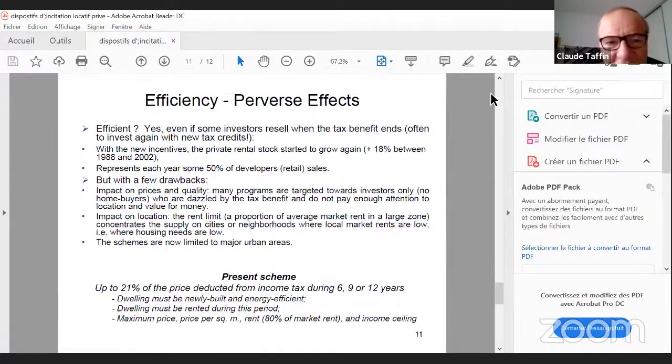And also a perfect effect about the location, because the rate limit, of course, is not set by district. It's made by large zones, so the developers find the right zone to invest, and it's not exactly where the needs are the most important. Anyway, you should just keep in mind that these tax incentives, because taxation usually is very high, had been very efficient to incentivize private investors into the rental housing.